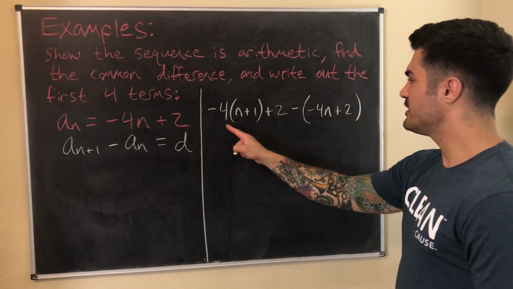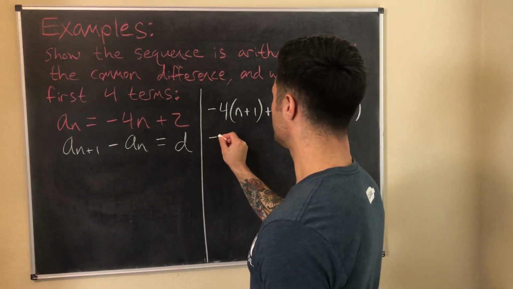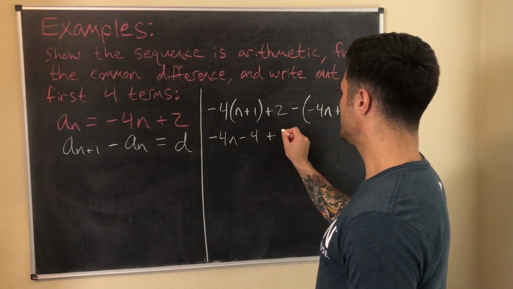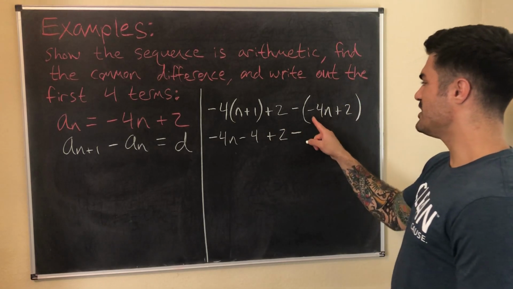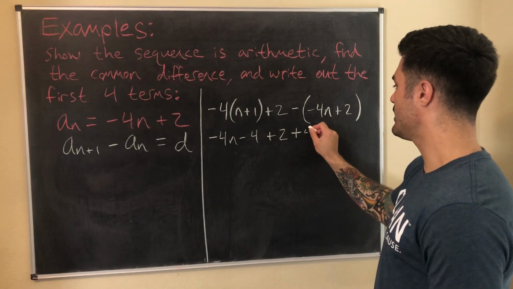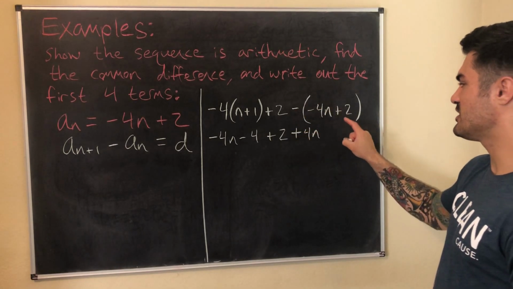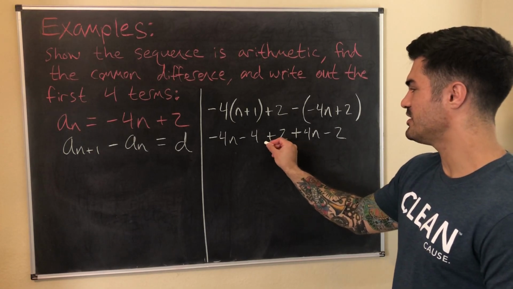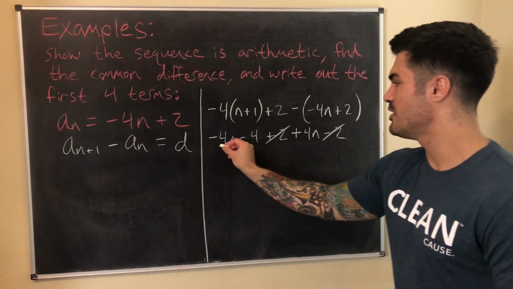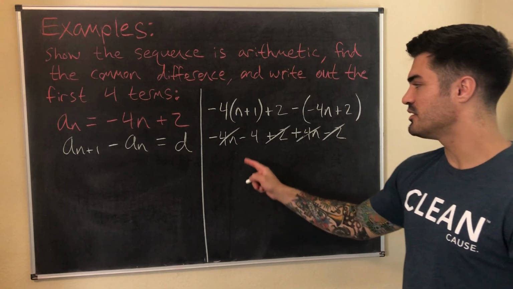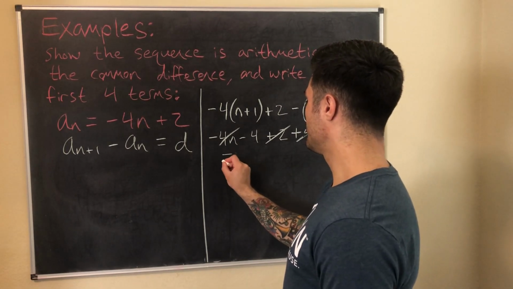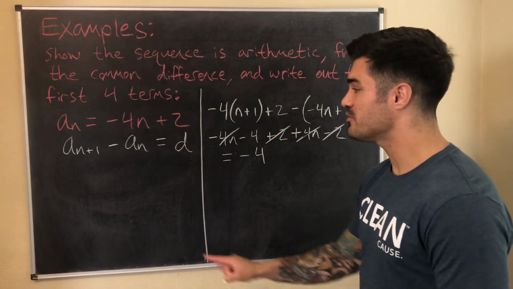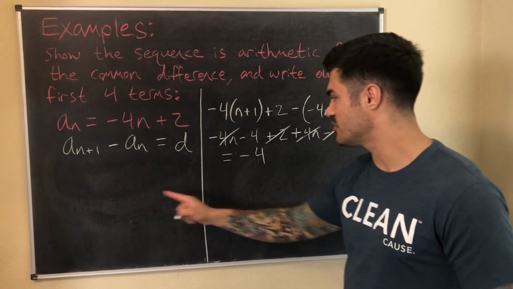Okay? Now let's do some distributing here. This becomes negative 4n minus 4 plus 2 minus a negative 4n. So plus 4n, and remember that negative has to carry, so minus 2. So let's see, we can probably simplify pretty nicely here. Plus 2 minus 4n plus 4n. So we're left with a constant, negative 4, which shows that this sequence is arithmetic because the difference between any 2 consecutive terms is a constant.